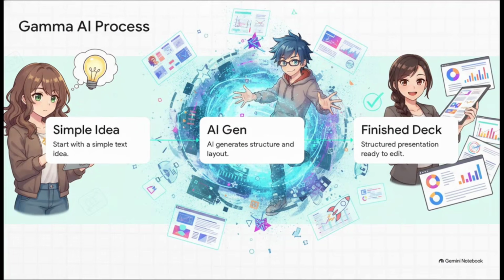Gamma operates on this extremely rapid transformation process. You literally just start with a simple text idea. Then, during the generation phase, the AI figures out the structure, the layout, and the flow for you. Moments later, you have a finished, structured deck that's ready for your final tweaks. It provides such a powerful head start for pitches, lessons, or business reports. It's a total game changer.